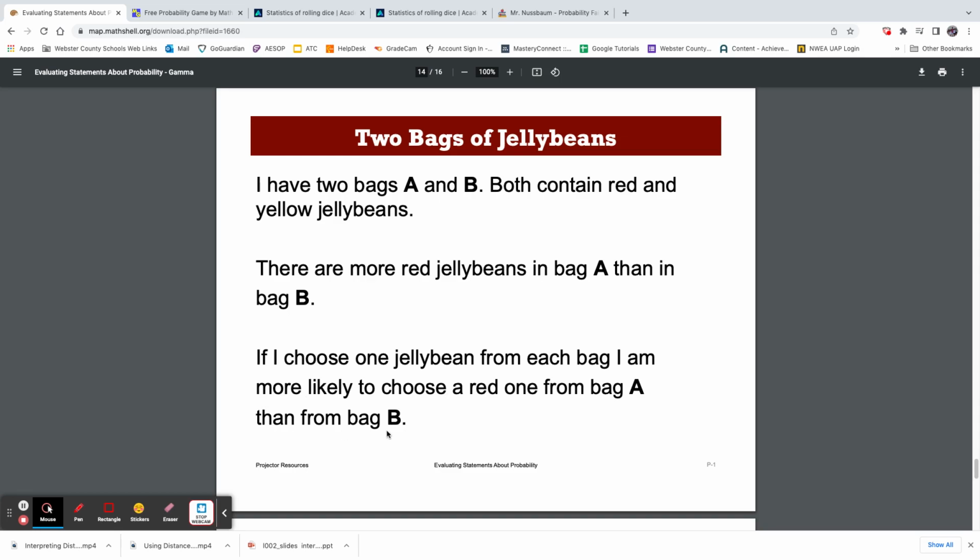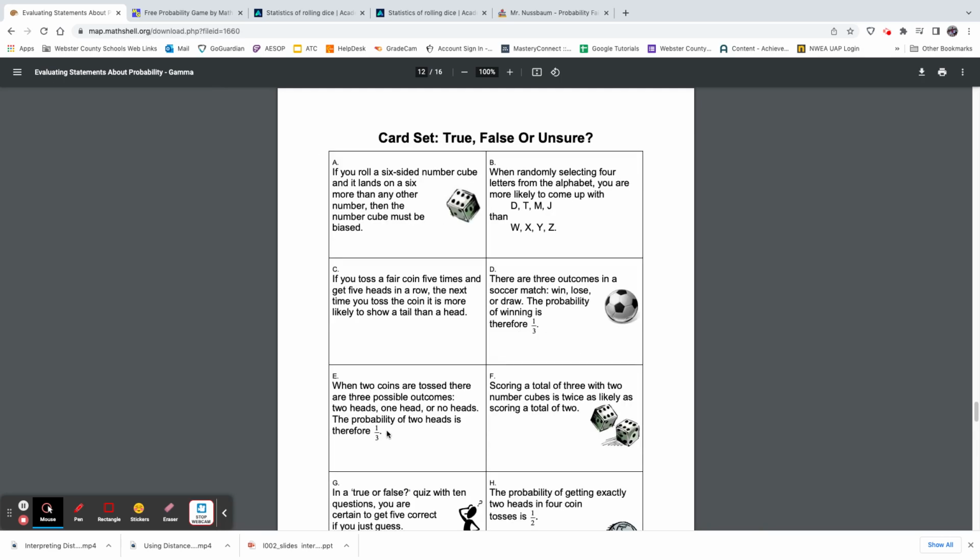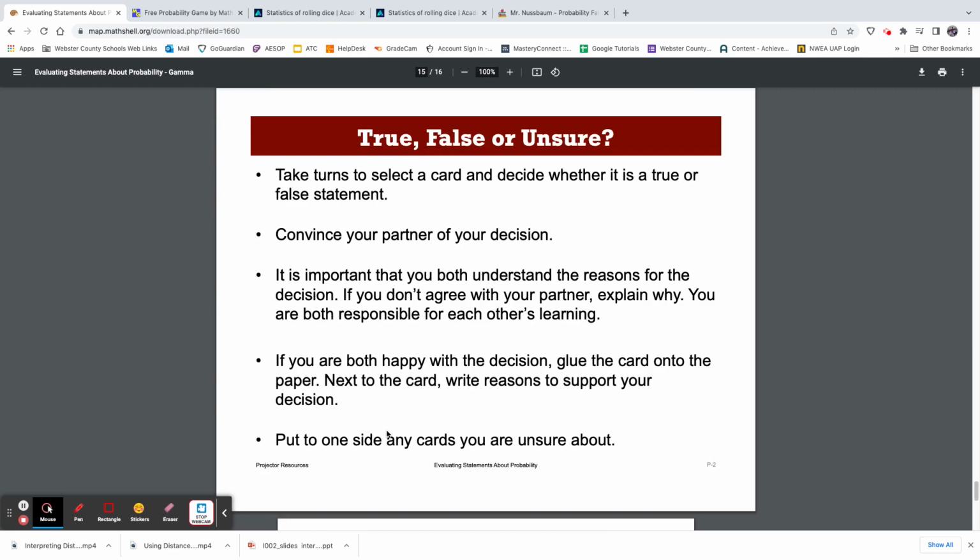So on this little MFAL, you are to figure out if the statement they're giving you is true, false, or unsure. Again, work with a partner on this and try to sort it. Your directions I kind of put there. Try to convince your partner of your decision, discuss your reasonings together, and then glue the card in a column that says true, false, or unsure, and then give reasons why you put the card in the column that you did. So good luck on that one.